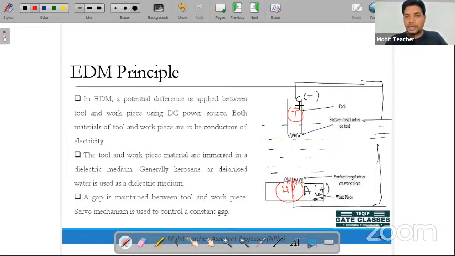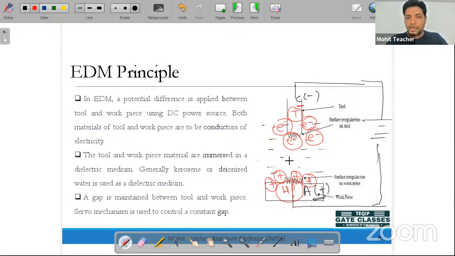So what is happening is that when we create the potential difference, this is the cathode. What will happen at the cathode? It is the negative side, so it will generate electrons, and the workpiece, which is the anode, will generate positive ions. So from this cathode, the negative electrons are generated. Similarly, at this one, the positive ions are generated.